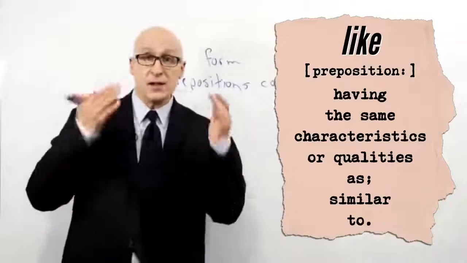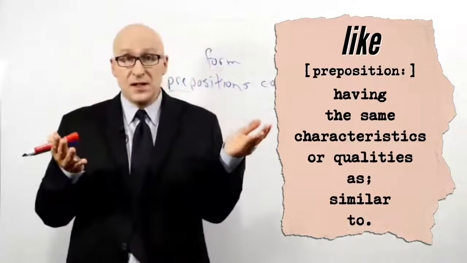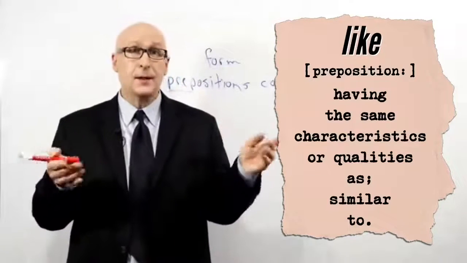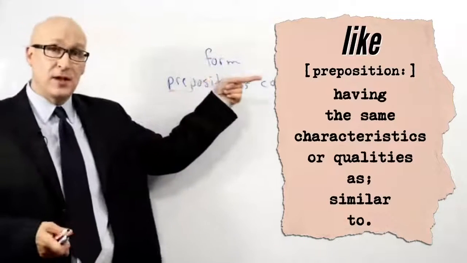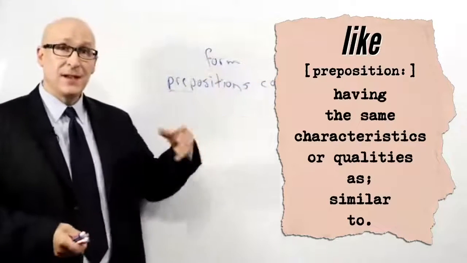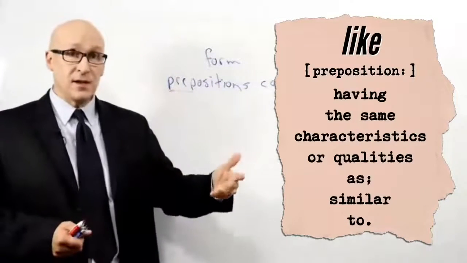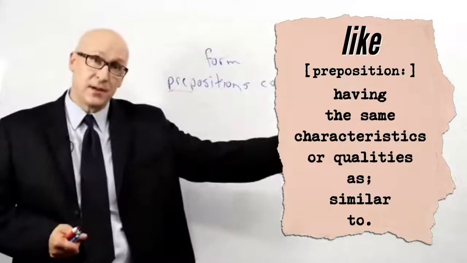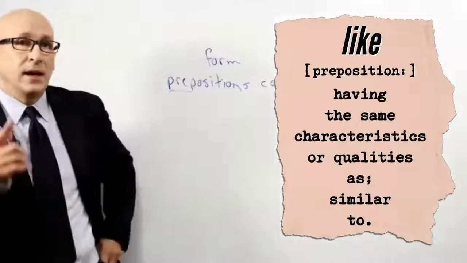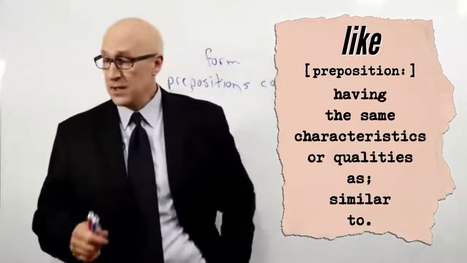The question today, Chris, if you're joining a little late, is what's the difference between like and as? Okay? So like is a preposition, and this is what it means. Something having the same characteristics or qualities as something else. Something is similar. Now let's take a look at as. Let's compare.